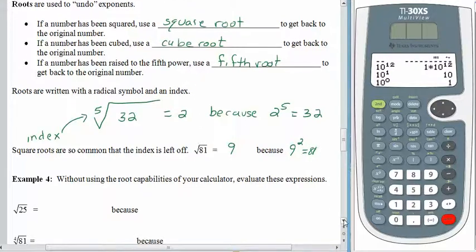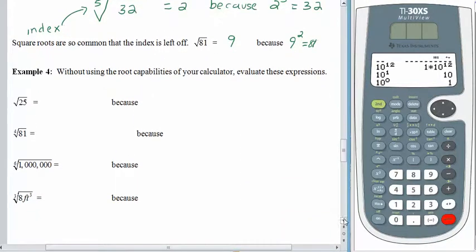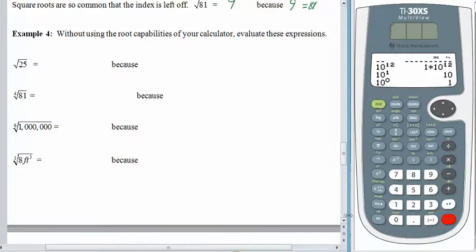Let's try a few in our heads without using our calculator. So let's see, the square root of 25. Square root. I'm looking for something times itself that gives us 25. Yes, the answer is 5. Because 5 squared is equal to 25.